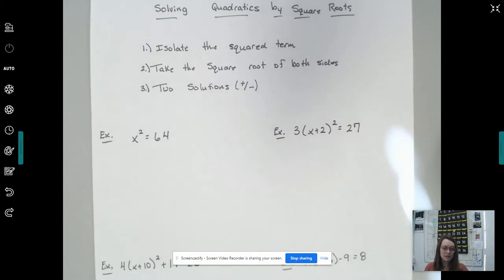We are going to be solving quadratics by square roots today. And so we have 3 steps to this process. We're going to isolate that squared term. So we're going to get it down to where we just have something squared equals something else.